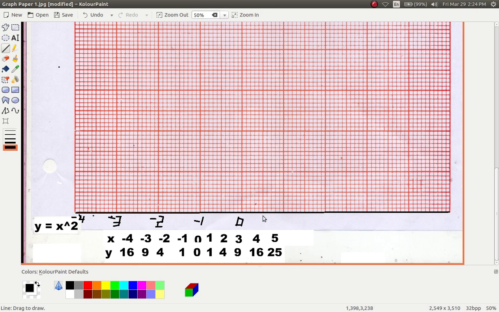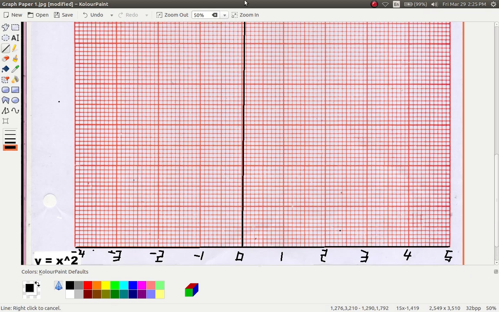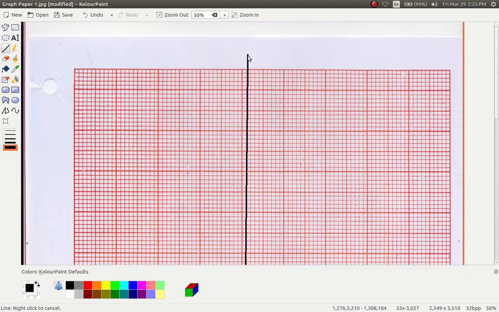Can we make it? It seems so. 2 more centimeters, that's a 1, positive 1. Another 2 centimeters, that is a 2. Another 2 centimeters, that is a 3. Another 2 centimeters, 4. And another 2 centimeters, 5. So we've made it just in time. So the y-axis would be where x is equal to 0, and it goes right up here.